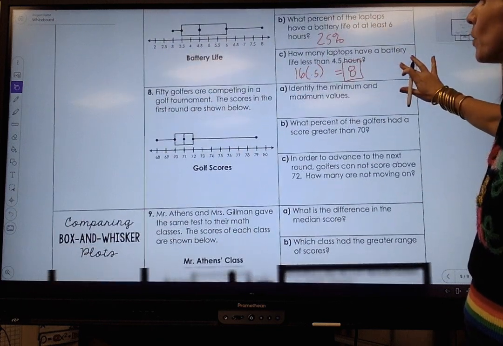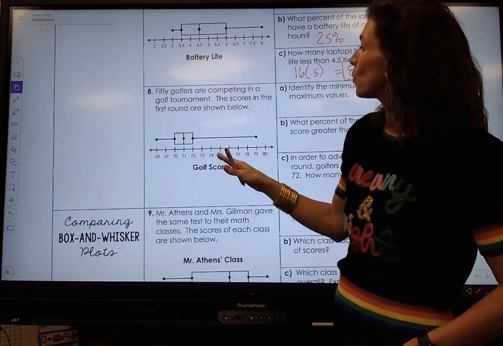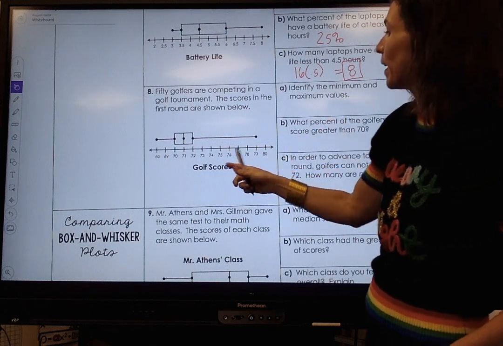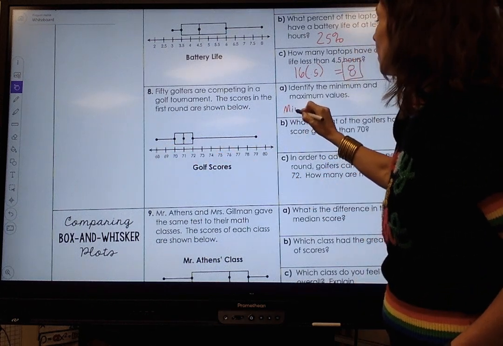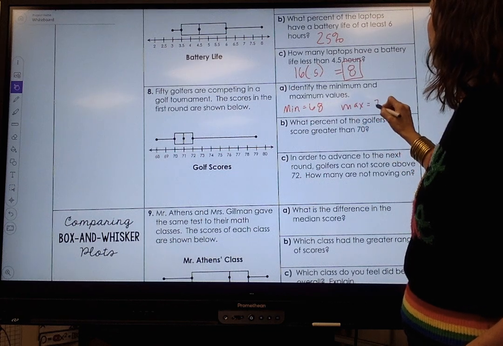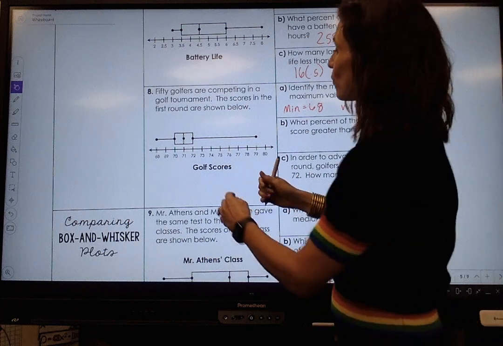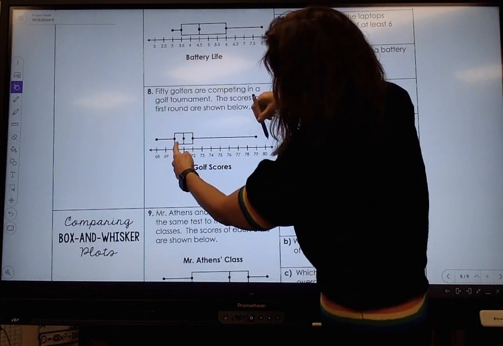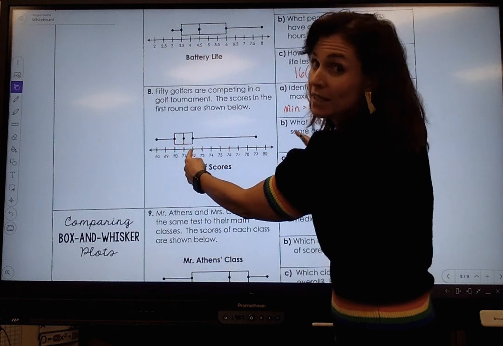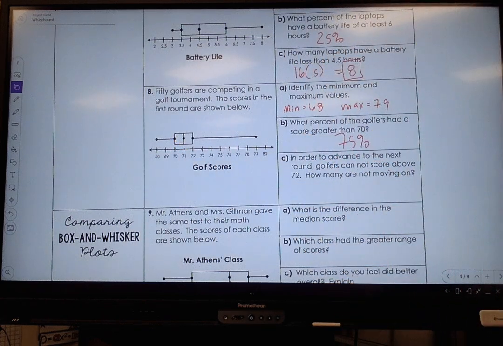Okay, let's take a look at number 8. We've got 50 golfers competing in a golf tournament, and the scores in the first round are shown below. Identify the minimum and maximum values. So the minimum is 68, and the maximum is 79. What percentage of the golfers had a score greater than 70? These all had a score greater than 70. So 25%, 25%, and 25%. 75% had a score greater than 70.